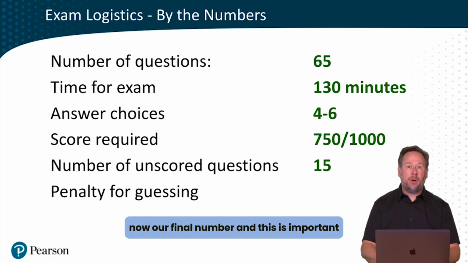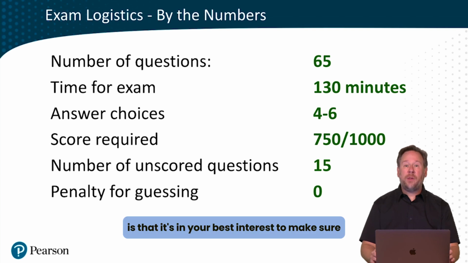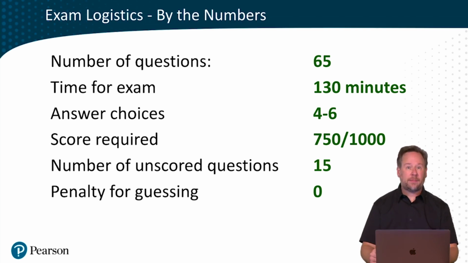Now, our final number, and this is important, is that there's no penalty for guessing. What this means to you is that it's in your best interest to make sure you have answered all 65 questions, even if it is just a wild guess.